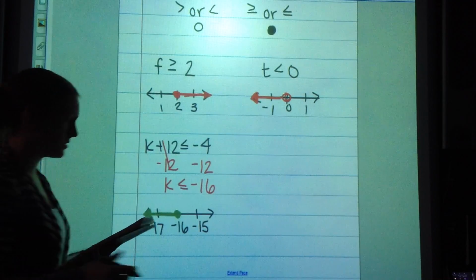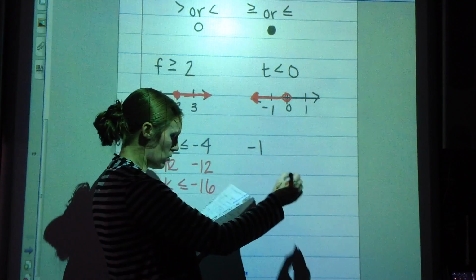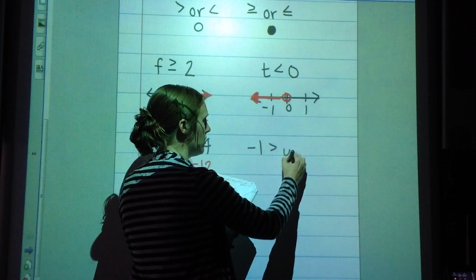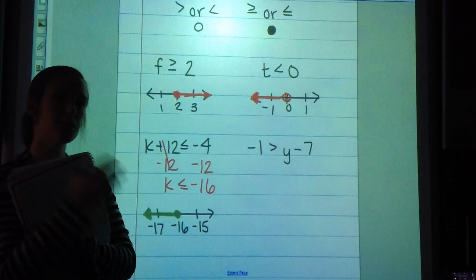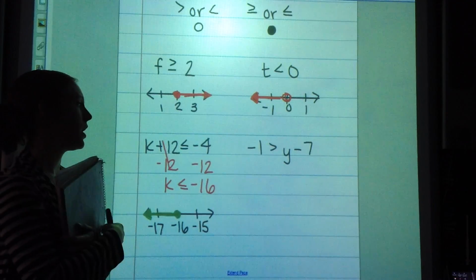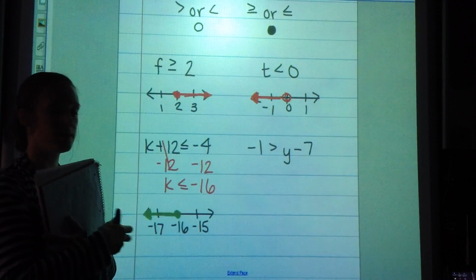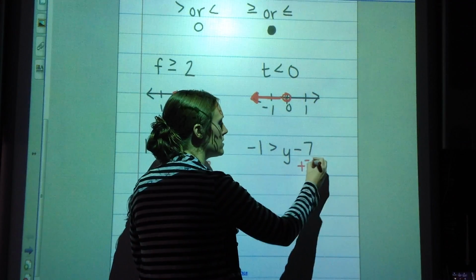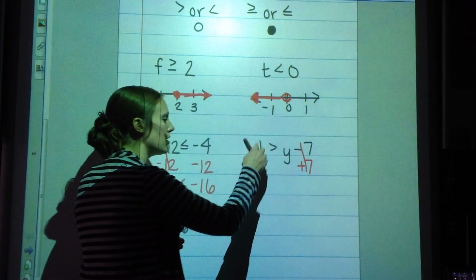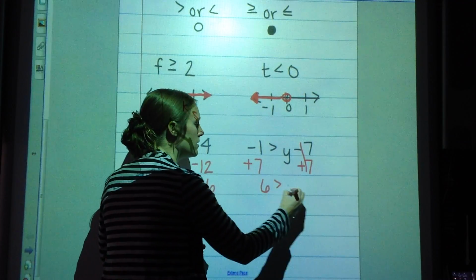This one's going to look a little different. Negative 1 is greater than y minus 7. This time our variable's on the right side of the inequality. We still want to isolate the variable. The y is going to stay on the right side. But I need to bring this 7 to the other side. Here I have different sign difference.